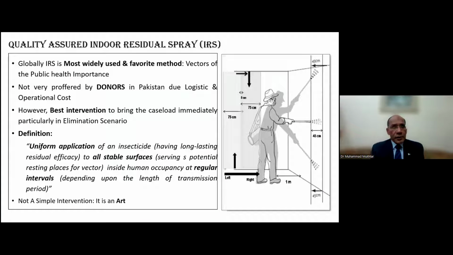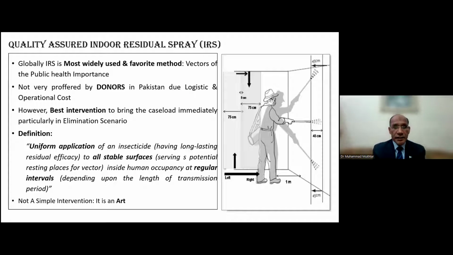Globally, you know that IRS is the most widely used and favorite method for the control of vectors of public health importance. However, in Pakistan, it is not a very preferred intervention due to logistic and operational costs. However, IRS is one of the best interventions to bring down the caseload immediately, particularly in the scenario of an emergency response or humanitarian crisis.